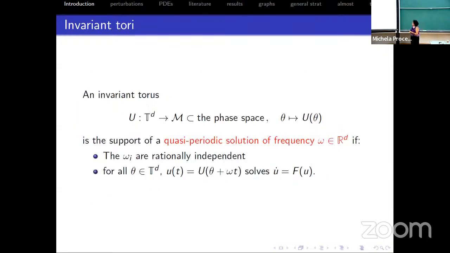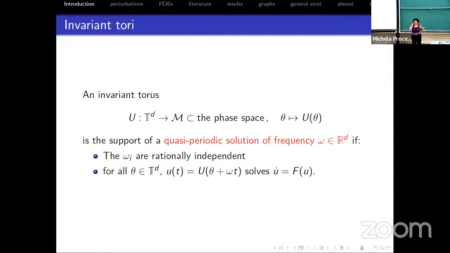Well, then actually I want to do a little bit more. I want to find an invariant torus which is the support of a quasi-periodic solution of frequency omega, which means that if I take the equation u dot equals f of u and I pull it back on the d-dimensional torus, this will give me the very simple linear motion theta goes into theta plus omega t, which of course means that capital U of theta plus omega t is a solution for all theta and all t. So I get one special global solution for my PDE if I find something like this.